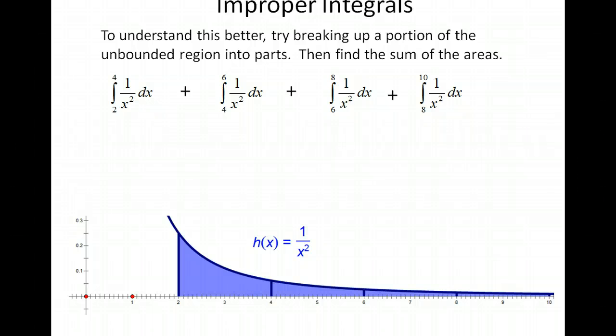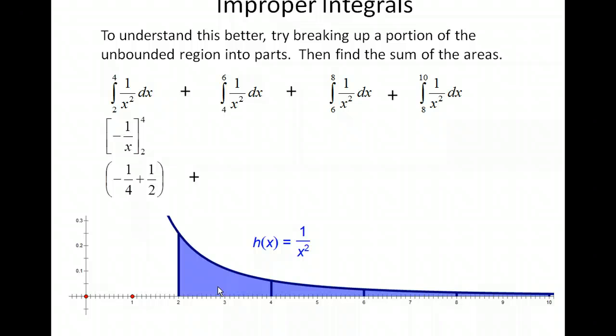Let's try to understand this a little bit better. Let's try breaking up a portion of the unbounded region into parts, and then find the sum of these areas. So looking at just the area from x equals 2 to 4, we want to find just this area. We can do that pretty easily with our integration techniques. So plugging in the 4, we get negative 1/4, and plugging in the 2, we get 1/2. So we're adding it because there was a double negative there.